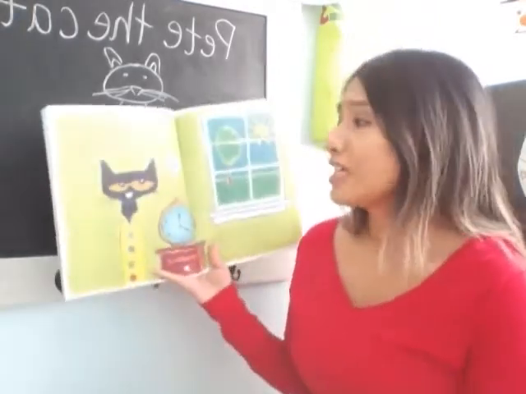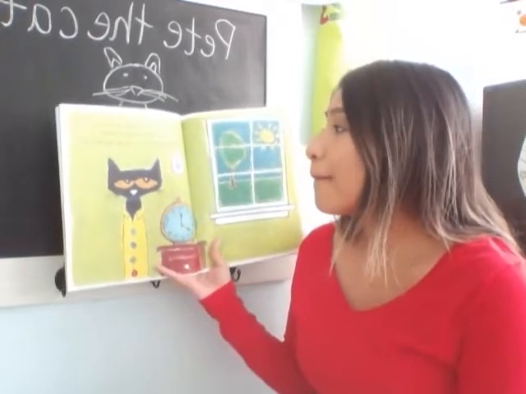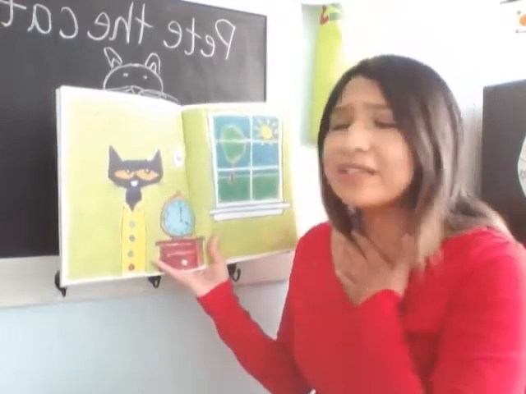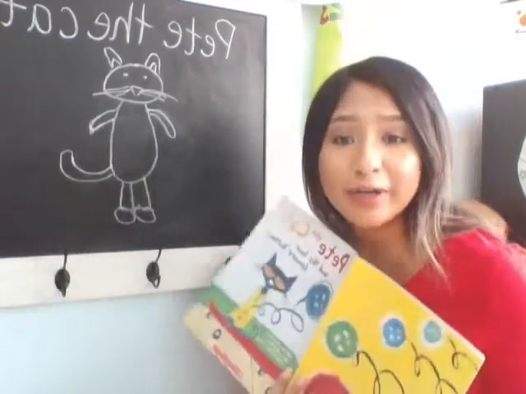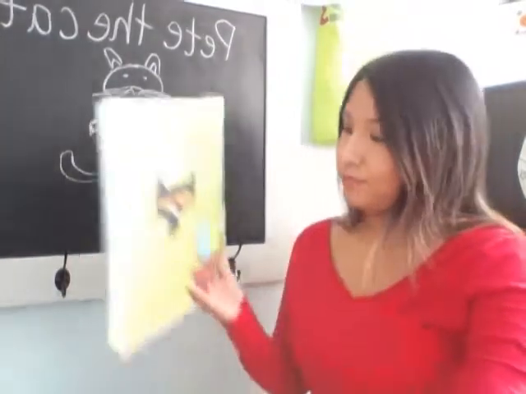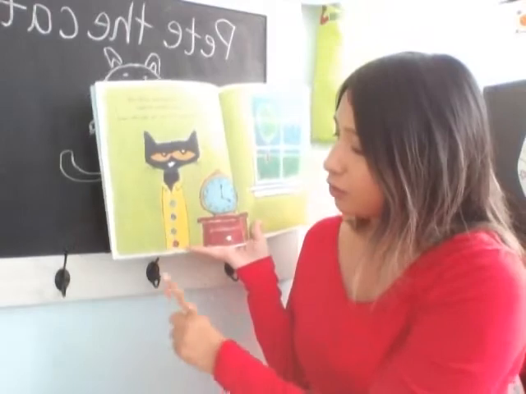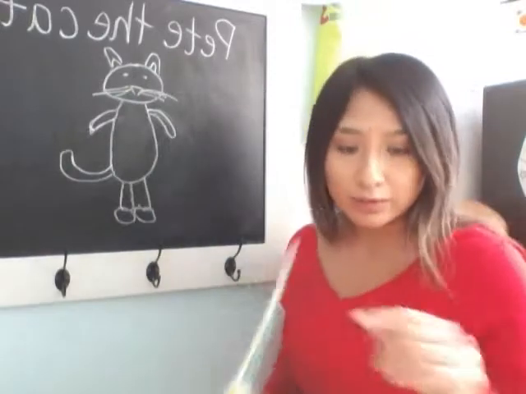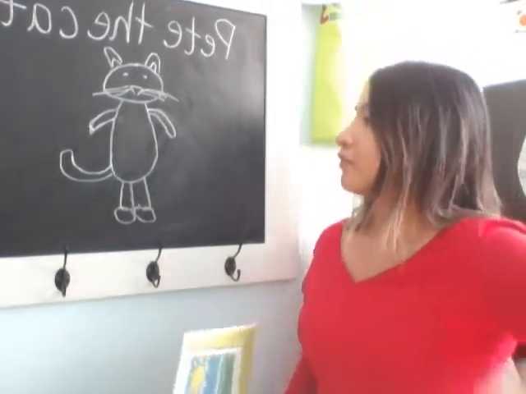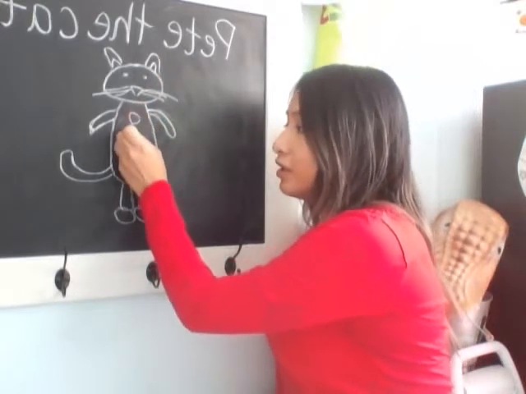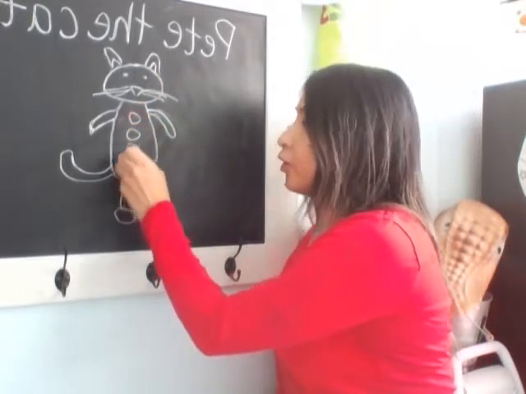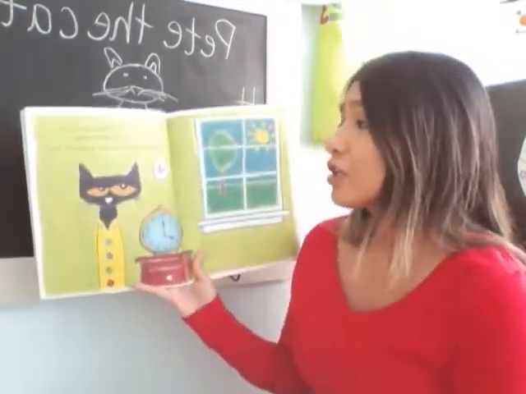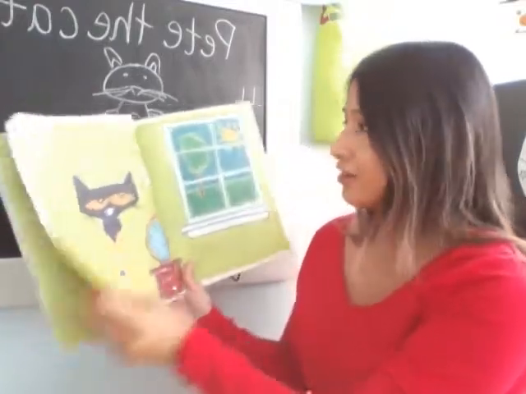Pete the Cat put on his favorite shirt with 4 big, colorful, round, groovy buttons. He loved his buttons so much. So we're going to go ahead and add how many buttons to Pete's shirt? 1, 2, 3, 4. While you add those on your sheet, I'm going to add those on the board on my own Pete, okay? So 4. 1, 2, 3, 4. 4 buttons. He loved his buttons so much, he sang this song.